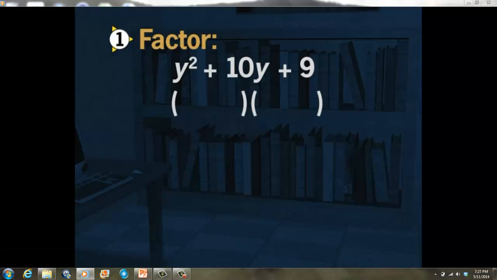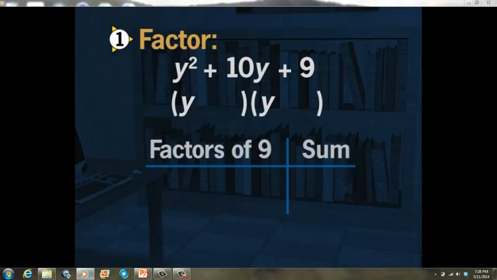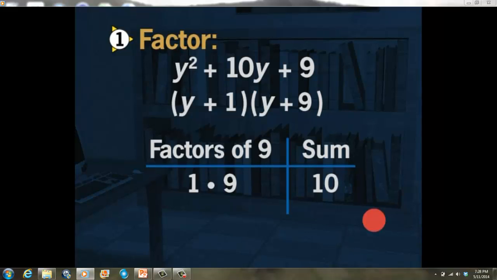Okay, the binomials will each have a first term of y because y times y is equal to y squared. The second terms must have a product of 9 and a sum of 10. 1 and 9 have a sum of 10. Woohoo! The trinomial factors into the quantity y plus 1 times the quantity y plus 9. Remember to check your answer.